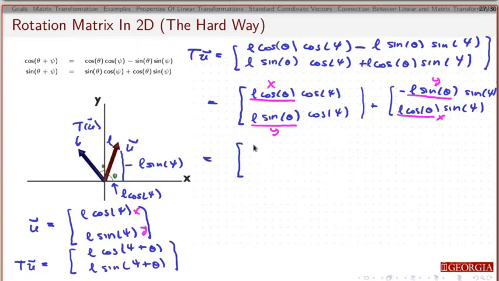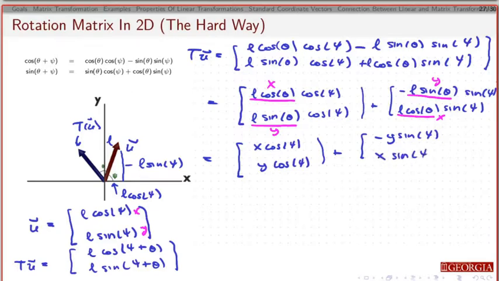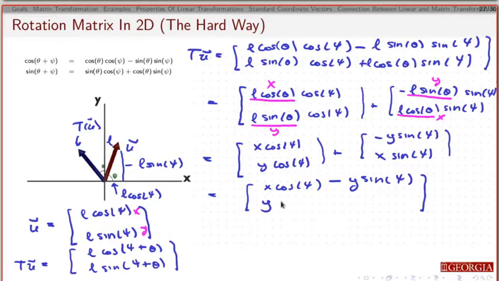So let me rewrite this as x cosine psi minus y sine psi, and y cosine psi plus x sine psi. Let me bring this all together again. This is what? x cosine psi minus y sine psi. Okay, this is going to be y cosine psi plus x sine of psi.